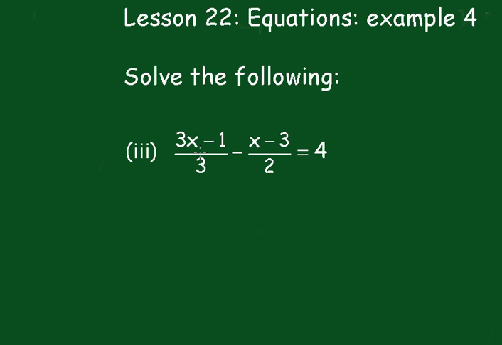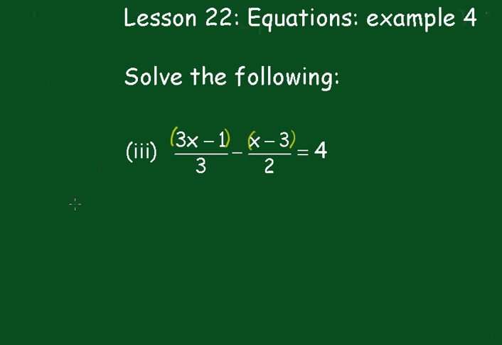Okay, number 3. 3x minus 1 on 3, take away x minus 3 on 2 equals 4. Now what I'll do here, just to make it a little bit easier to work with, I'll put brackets around that. So I can see this negative sign, that's always a danger. So I'm bracketing this, so when we clear out the fractions, we won't make a mistake with this negative sign here.